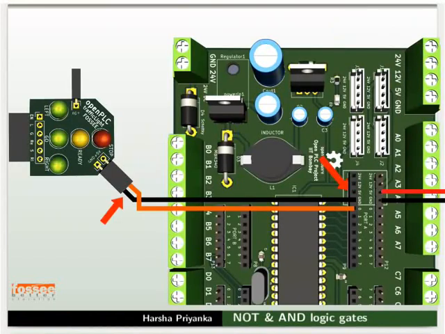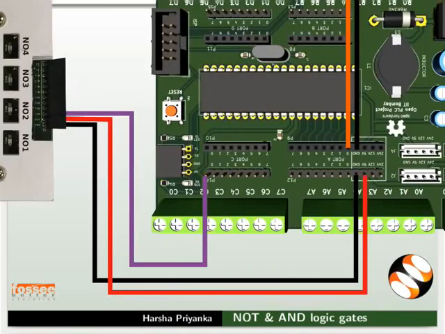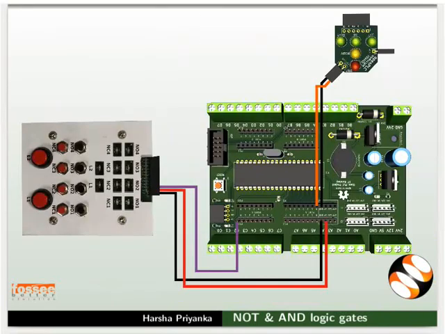Connect ground pin of the red LED of traffic light module to ground pin of the mainboard. Then connect plus 5 volt pin of the red LED to PA0 pin of the mainboard. Connect ground and 5 volt of switchboard to ground and 5 volt of the mainboard respectively. Connect NO1 to PC0 of the mainboard. Make the connections as shown in the picture.